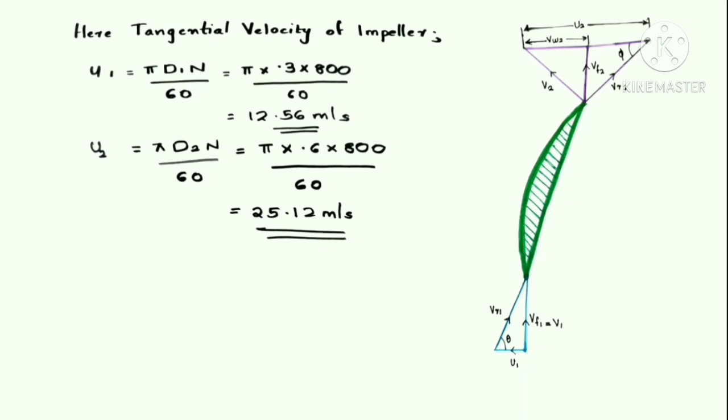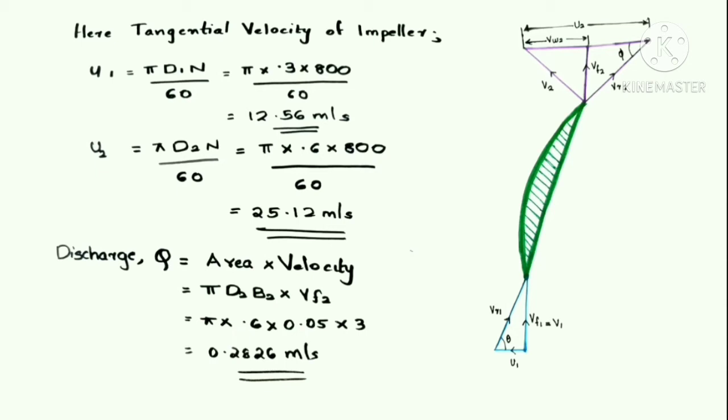From the given values, first of all we can find the tangential velocity of impeller. U1, the tangential velocity of impeller at inlet. We know the equation U1 is equal to pi D1 N by 60. So putting the values, we get pi into 0.3 into 800 by 60, which is equal to 12.56 meter per second. U2, the tangential velocity at outlet, is equal to pi D2 N by 60, which is equal to pi into 0.6 into 800 by 60, which is equal to 25.12 meter per second.